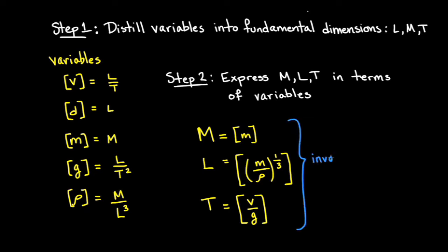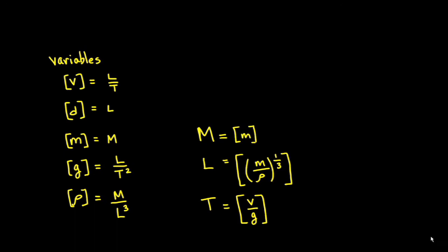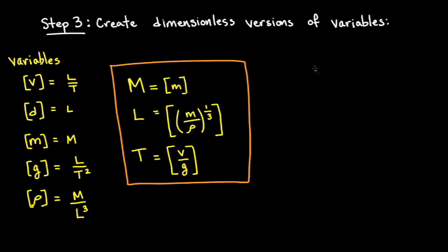We had many choices as to how to write these fundamental dimensions in terms of our variables. In the end, it doesn't matter which expressions you choose. The third step is to use these fundamental dimensions to turn all of the variables involved into dimensionless quantities. For example, the terminal velocity v has dimension of length over time. So we multiply v by the dimension of time and divide by the dimension of length to get a dimension of 1. We define a new dimensionless variable v bar as this dimensionless version of v.